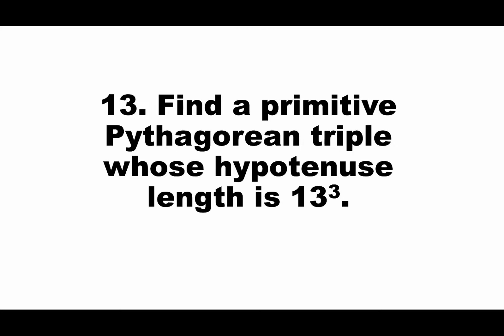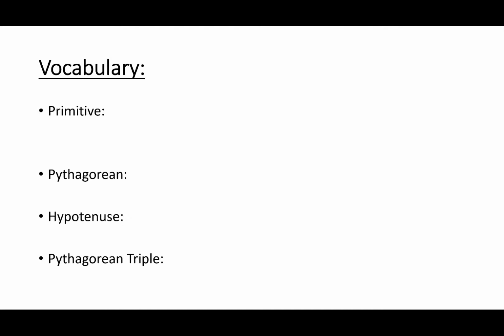13. Find a primitive Pythagorean theorem triple whose hypotenuse length is 13 cubed. So I think it's important to start with vocabulary. If we don't know the vocabulary, we really don't know what we're looking for.